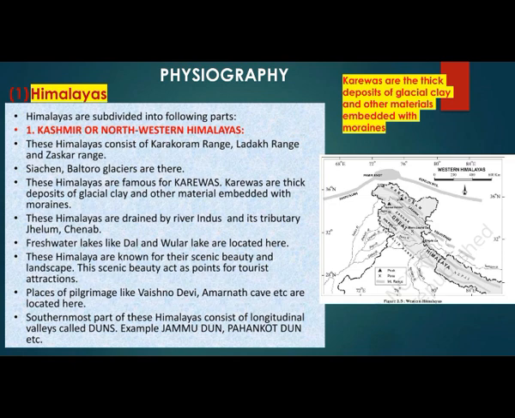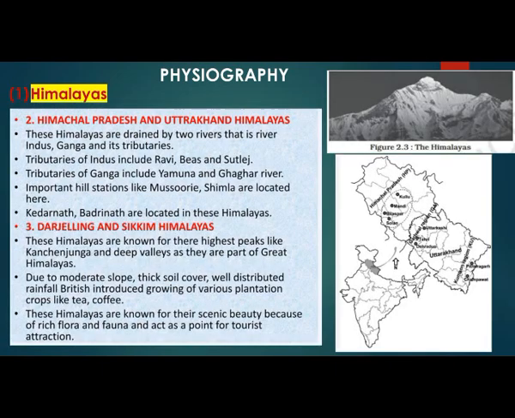So, places of pilgrimage: we know very well the famous temples of Vaishno Devi and Amarnath. These temples are located here. The southernmost part of these Himalayas consists of longitudinal valleys called duns, for example Jammu Dun, Pathankot Dun, etc. So this is about the Kashmir or northwestern Himalayas. Karewas are thick deposits of glacial clay and other materials embedded with moraine.